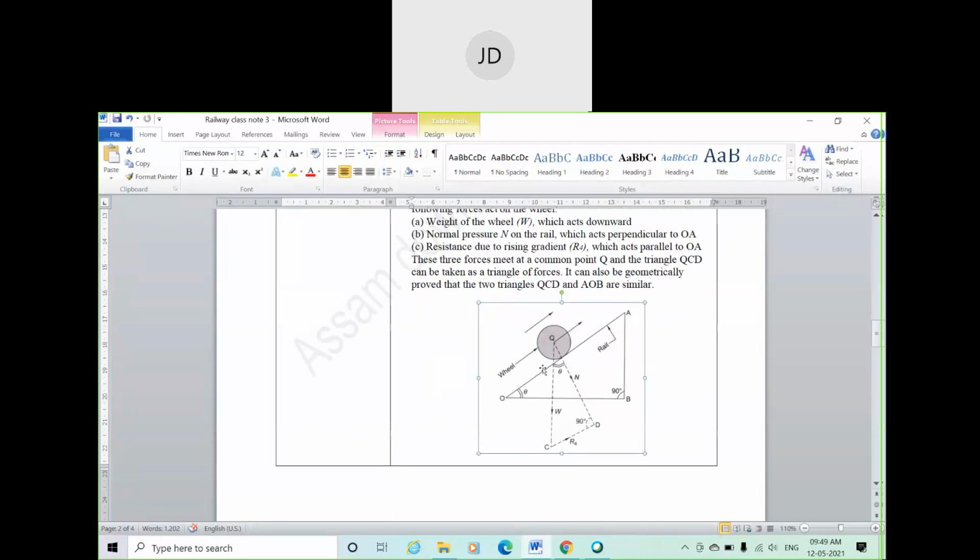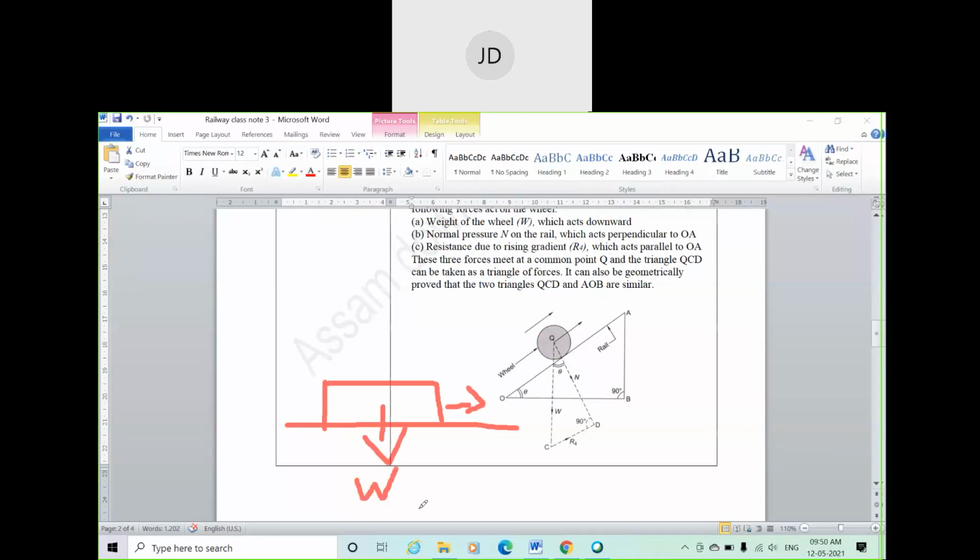Now compare with the horizontal direction. Suppose the train is moving along a horizontal direction, then the weight of the train acts directly downward. That is the case of horizontal movement. Now when it comes to a rising gradient, that means the train is moving in an upward direction, a component of the weight of the train acts downward, against the movement of the train.